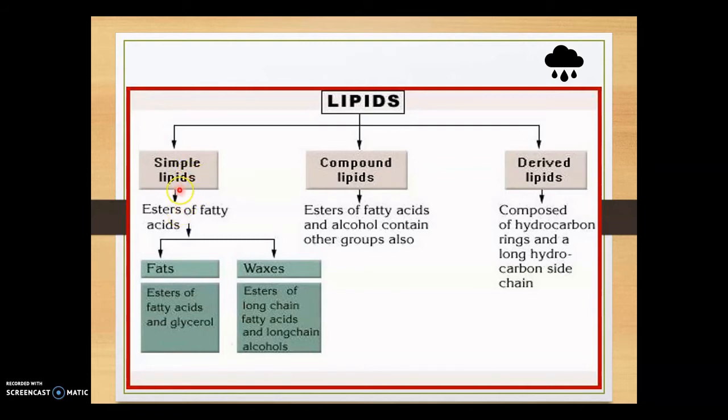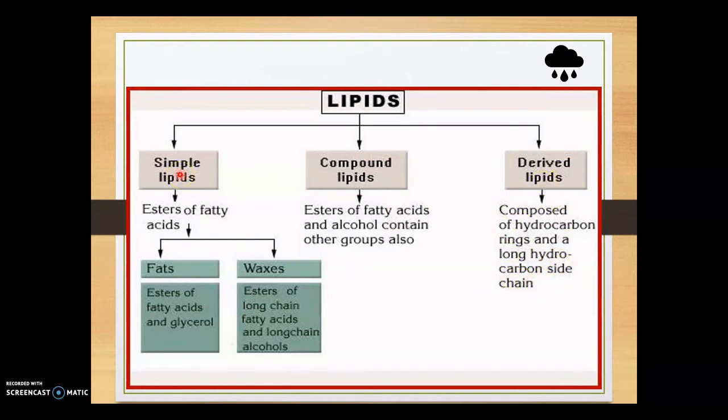Now, what are the simple lipids? They are the esters of fatty acid. Compound lipids means what? Esters of fatty acid and alcohol that contain other groups also. In addition to the fatty acid and glycerol, there are other groups also, like phosphorus, glucose, and so on. So this is called compound lipids. And derived lipids are composed of hydrocarbon rings and long hydrocarbon side chains.